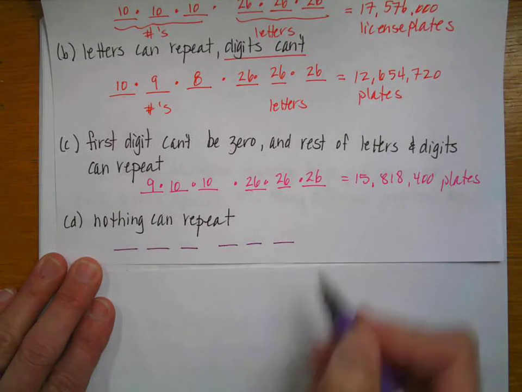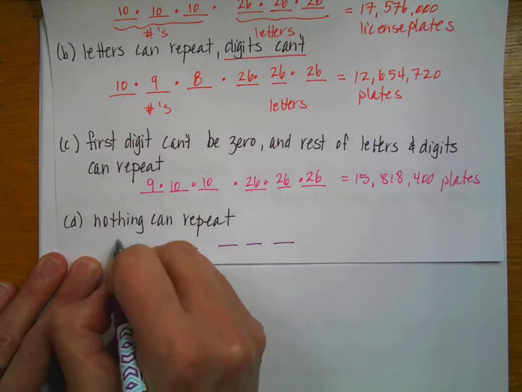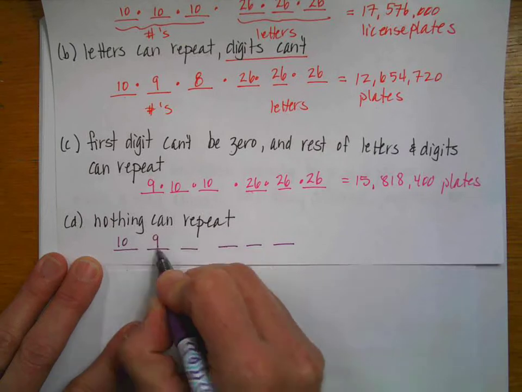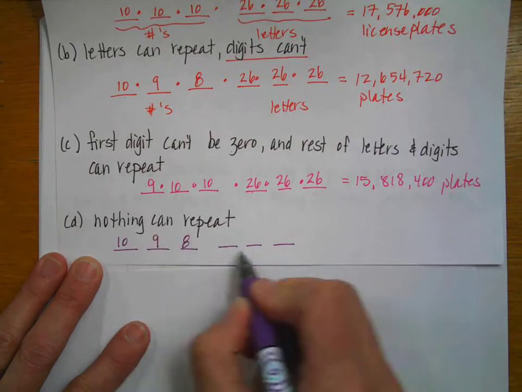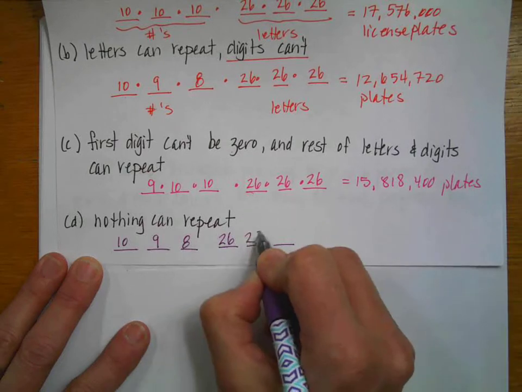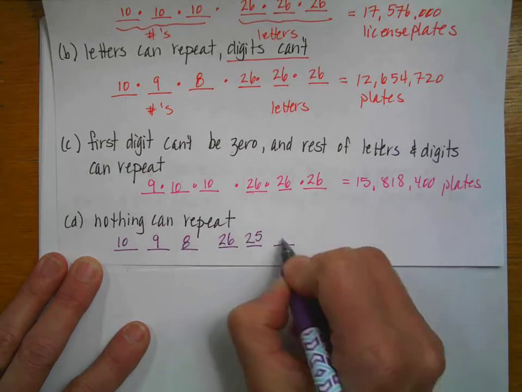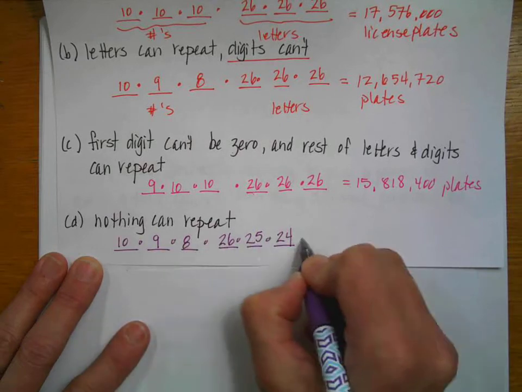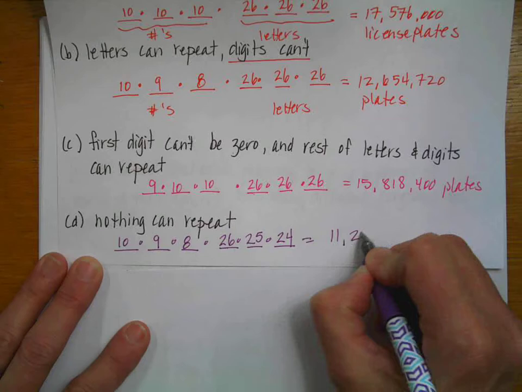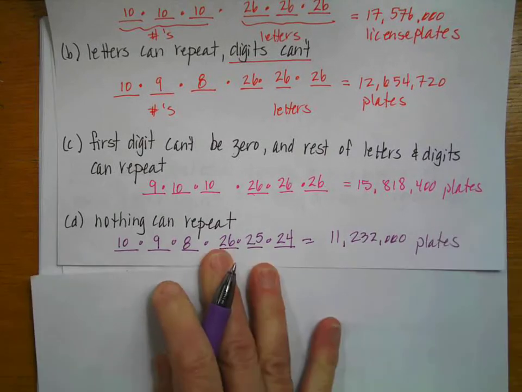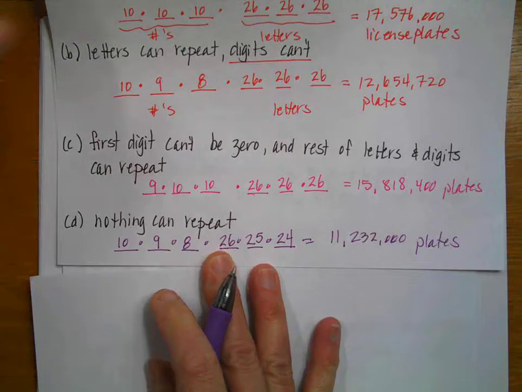So again, here's my 3 for the numbers. Here are my 3 for the alphabet. So when I do my first number, I have 10 choices. I've used 1, 9 choices. I've used 2, 8 choices. And then on my alphabet, on the first letter, I have 26. On the second one, I've already used 1, so now I have 25. Third one, 24. All of those numbers are multiplied together, and this is going to be 11,232,000 plates. So that's actually kind of an interesting process.